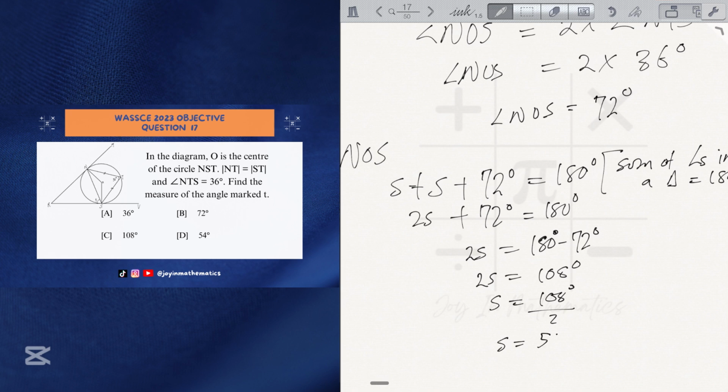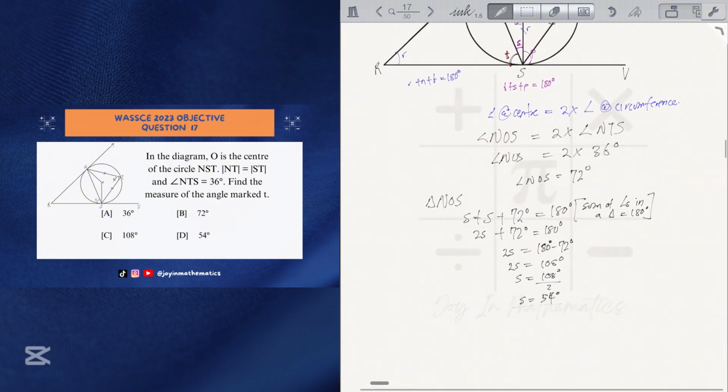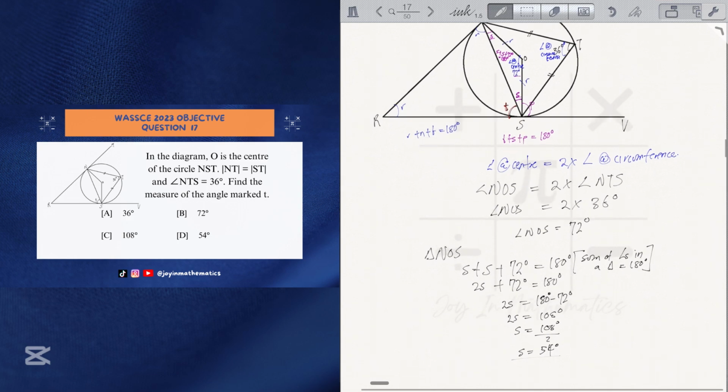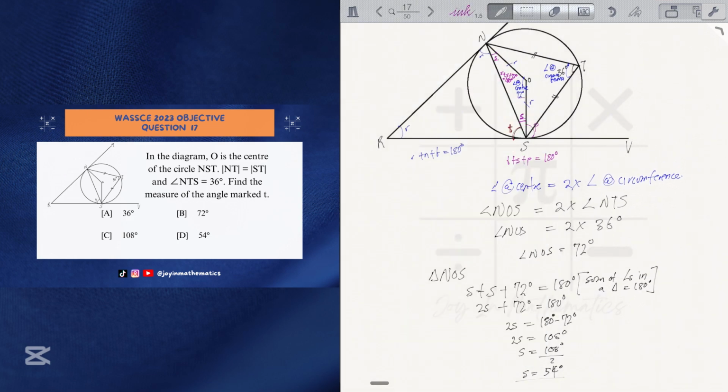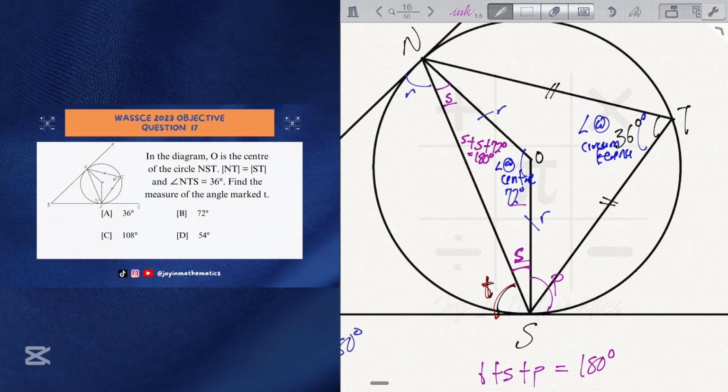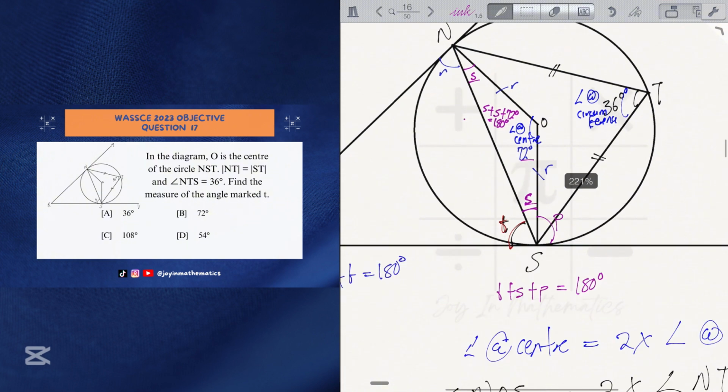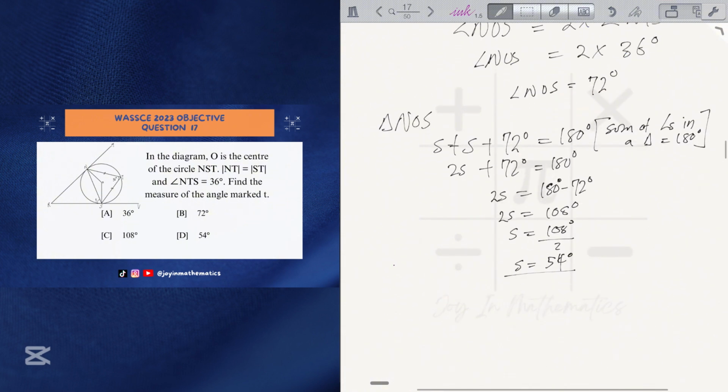And this will result into 54 degrees. Now once we have S equal to 54 degrees, we are saying that angle S, which is NSO, and also NOS, or we can just say ONS. So NSO and ONS, NSO, being equal to angle ONS, is equal to S, which is equal to 54 degrees.